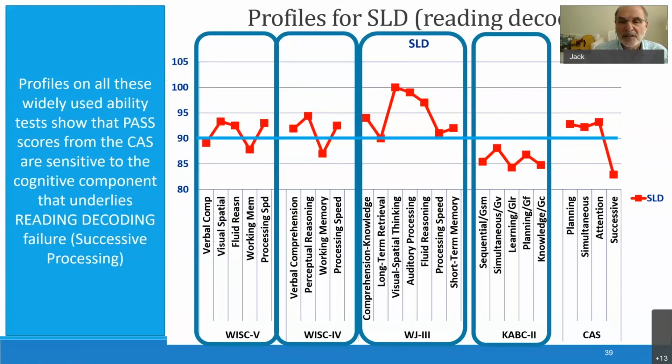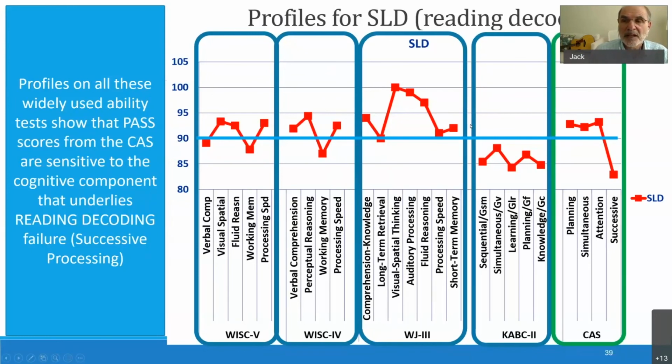Because I actually wrote a lot of the original KABC with the Kaufmans, and I really liked the test and still do, but it just seems to not be working as well as the CAS. I really hoped that the KABC would show a similar profile like the CAS, but it doesn't. I called Alan and asked him about it, and I actually worked with the research people at the publisher with these data to figure out if there's any way that it would come out differently, and we couldn't come up with anything. Anyway, we get this profile in the CAS.